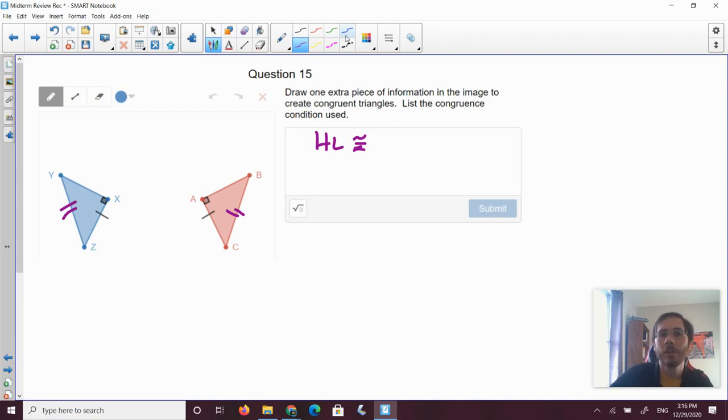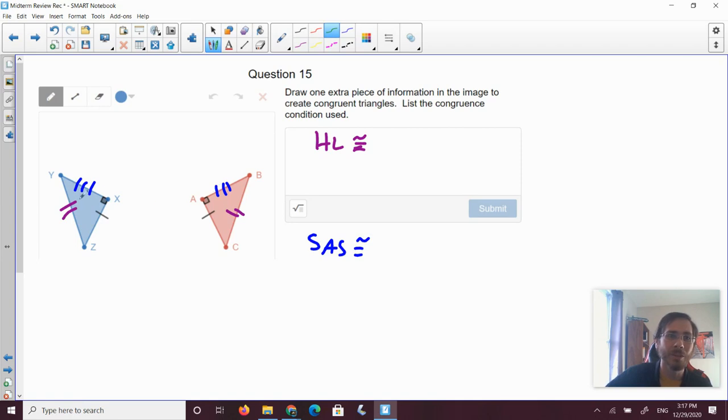Now there's a lot of different options. So just like one of them earlier where we had to mark our corresponding angles, there's a lot of different choices that we could do. If I wanted to, I could mark instead these two sides, but I couldn't say HL anymore. I'd have to say that we had SAS, because we'd have two sides and the angle between them. So if I wanted, I could do that.